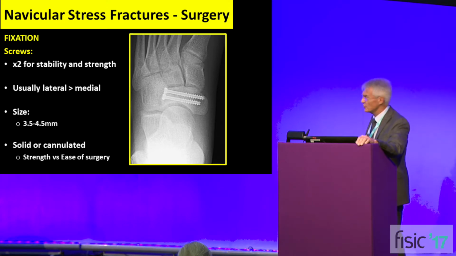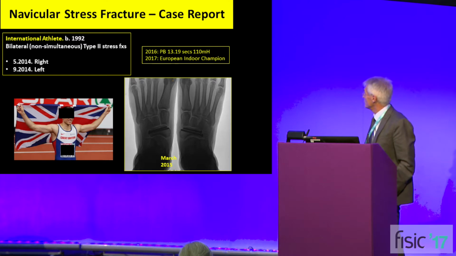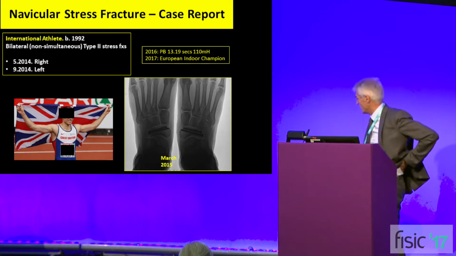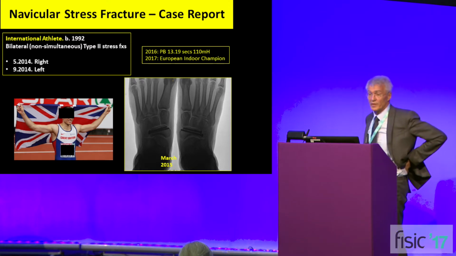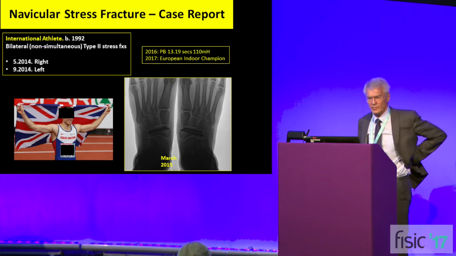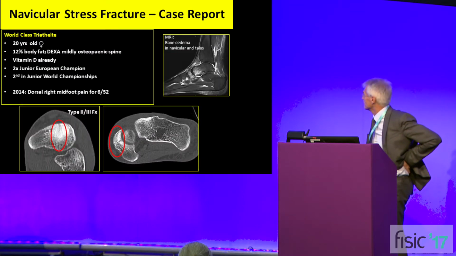We usually go from lateral to medial, and once again, screw size 3.5 to 4, and then you have a decision whether you go for the stronger solid or a cannulated. So here we have an international athlete at the age of 22, type 2 stress fractures, 4 months apart. We elected, well, we did the first one and then we had to do the second one. They take time to get over, but he's recovered, and this year he was the European indoor champion.